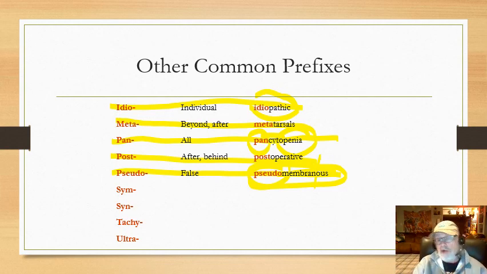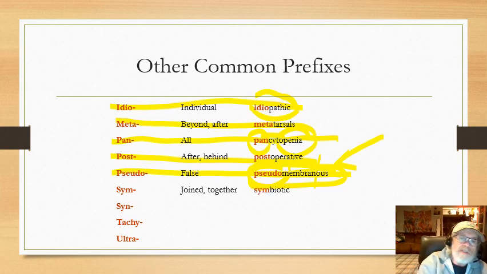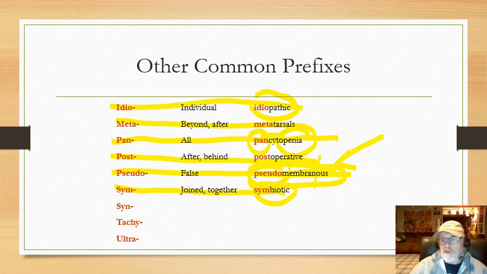And some people were actually known to die from C. difficile. So now they know about that a little bit more. But basically, a membrane was created in the colon that prevented that water. So that would be a pseudomembrane because it's not really a true membrane. It's false. Okay. Sim. Sim means joined together or with something. Symbiotic means it's joined together in life.